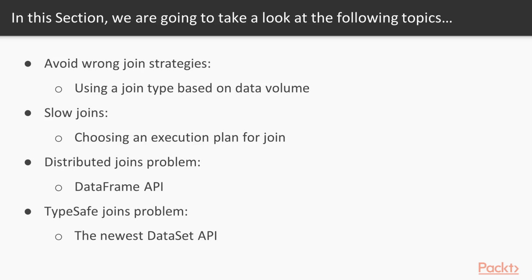The third and fourth videos will be about using the newest Spark APIs for joins. The third one will be about the DataFrame API, and the fourth one will be about the type-safe joins problem. The newest Dataset API will give you joins with DataFrame syntax, and also the type safety of the RDD and the whole optimizations that are applied.